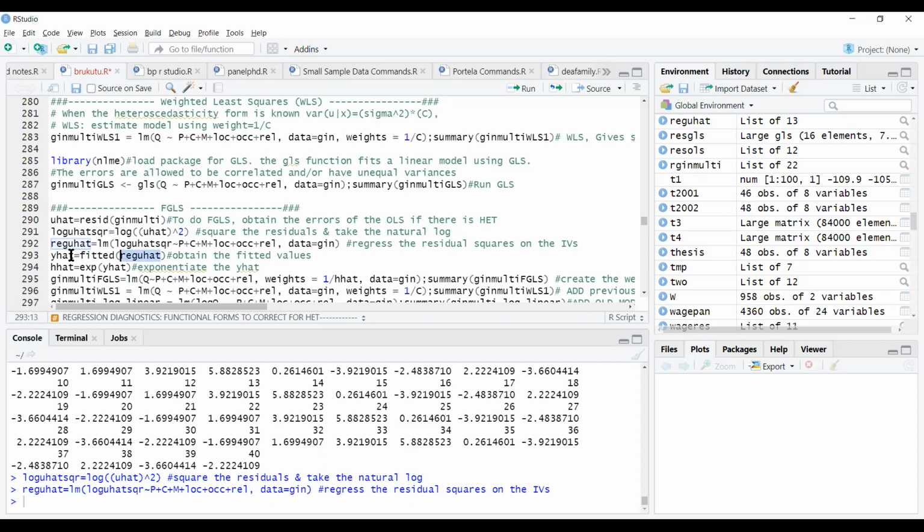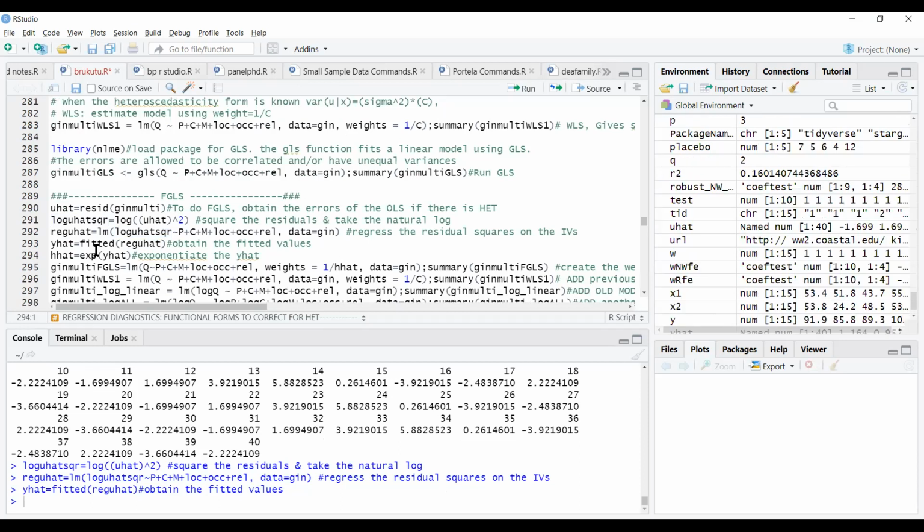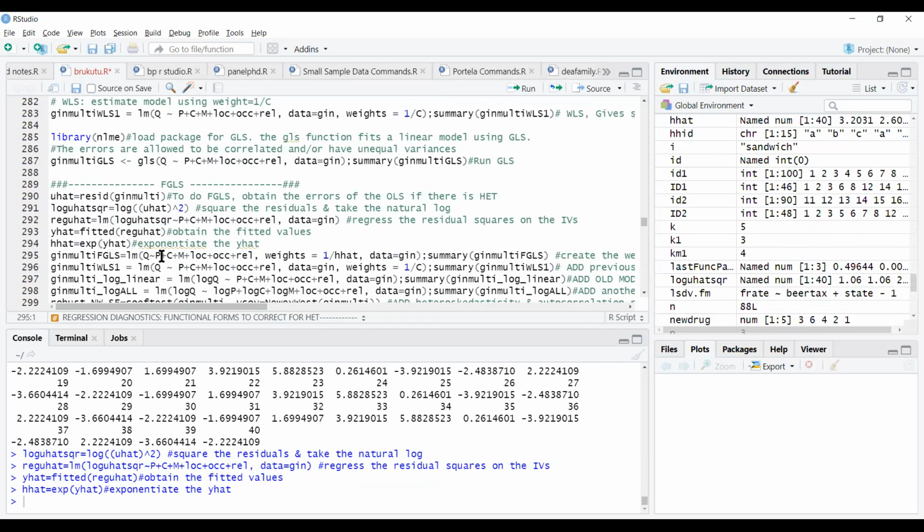I take the y hat of that, and then I can exponentiate the y hat. Remember, this is feasible GLS that we are doing. I will exponentiate the y hat. So when I exponentiated the y hat, I now have h hat, not y hat, but h hat. Now I'm going to do my feasible GLS with this command, 295.